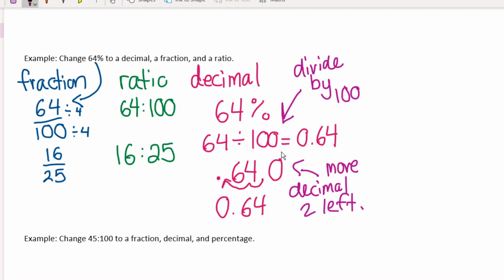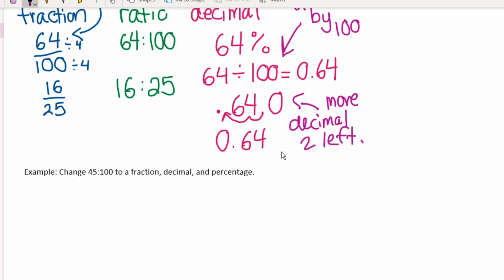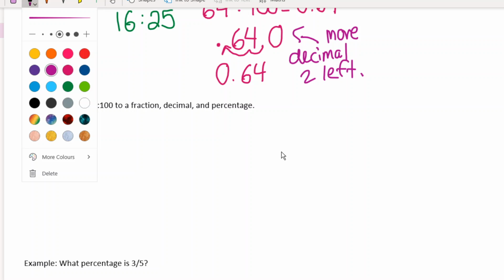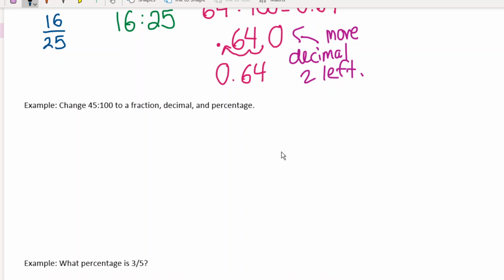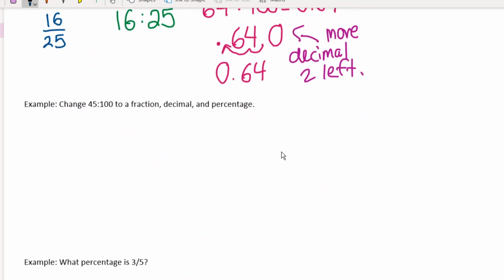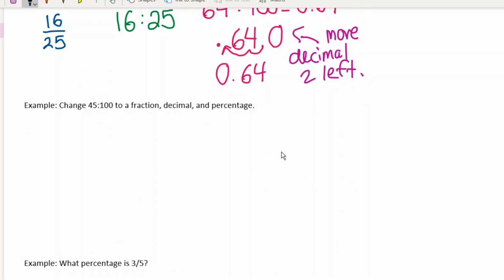All right, we're going to do one more example of this. So, this time our ratio is 45 to 100, and we're going to change it to a fraction, a decimal, and a percentage. So, whereas in the last question we started with a percent, this time we're starting with the ratio. All right, so fraction. This is easy. We just take the first number and put it on top, the second number and put it on the bottom.